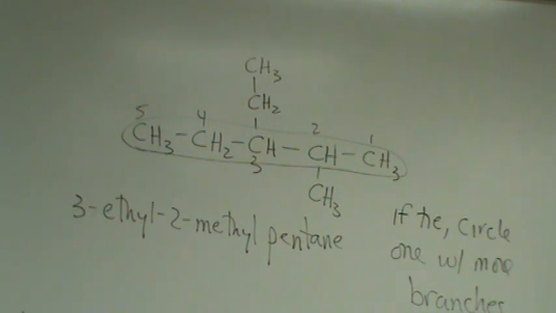So that's a new rule for the parent chain. Yes, it's the longest, but if you have a tie, choose the one with the most branches. And then after that, we can go back to the other rules that we used.